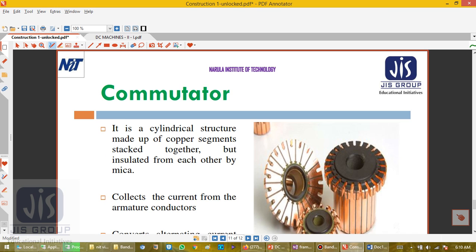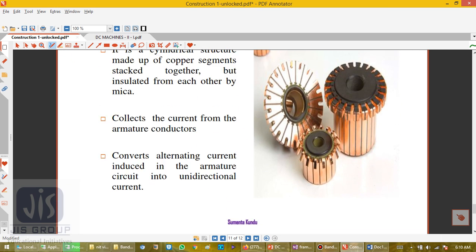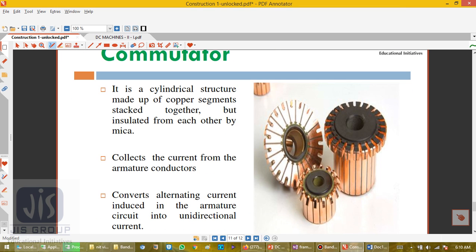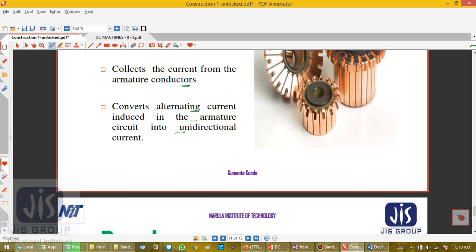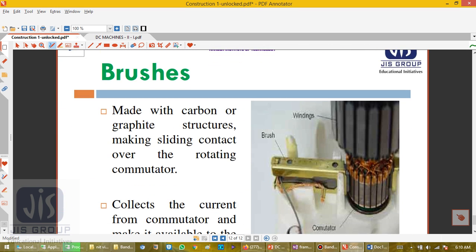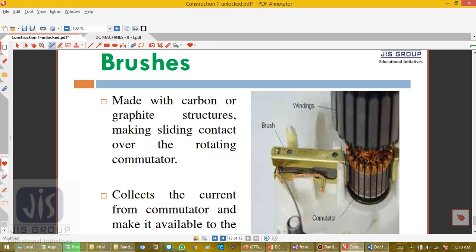Now the commutator and brushes. I have shown this is the commutator. It is a cylindrical structure made of copper segments stacked together but insulated from each other. It collects the current from the armature conductors and converts the alternating current induced in the armature into DC current, so it basically acts as a mechanical rectifier. And the brush is made of carbon and graphite. You should keep that in mind.